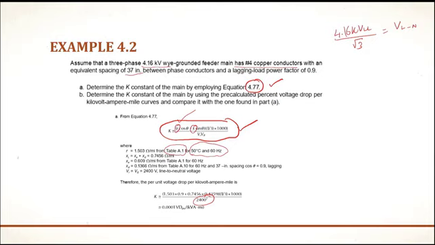For that, we have determined the value of resistance and the value of inductive reactance per unit length from the tables given in the appendix for the given conductor size and the spacing between phase conductors, and we have used the value of voltage as a phase quantity, and finally we have determined the value of k. Now we are going to determine the value of k using the curves.